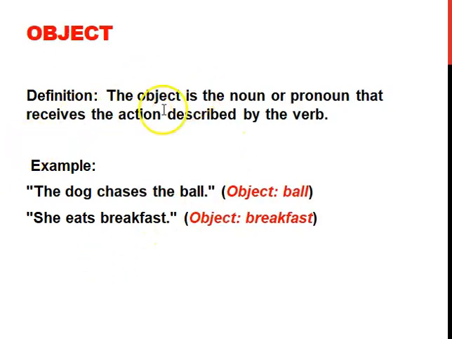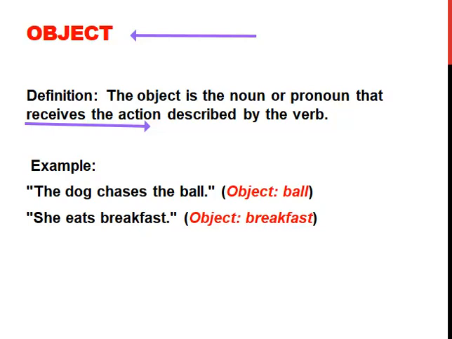What is meant by object? The object is the noun or pronoun that receives the action. Wonderful definition. Receives the action. Now the object in a sentence is receiving the action. The one performing the action, responsible for some action, is the subject, the action is the verb, and receiving the action by the subject or the agent is called the object.